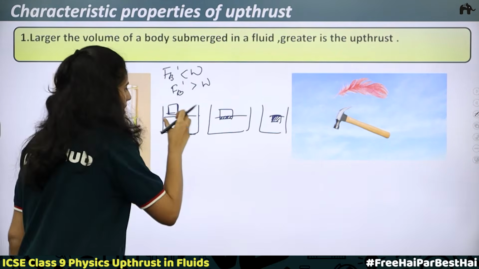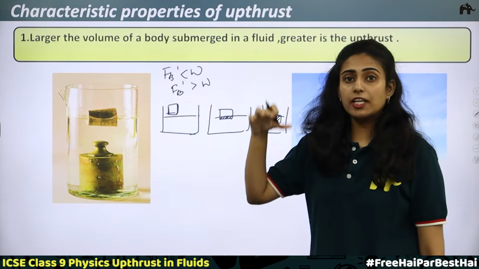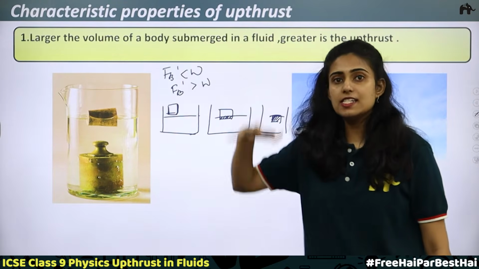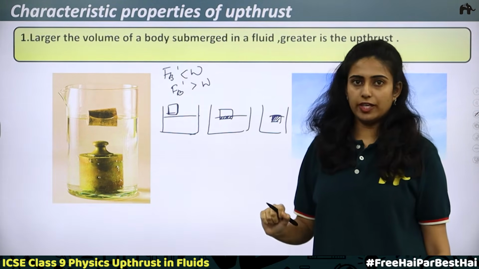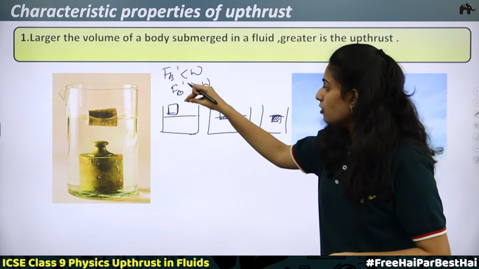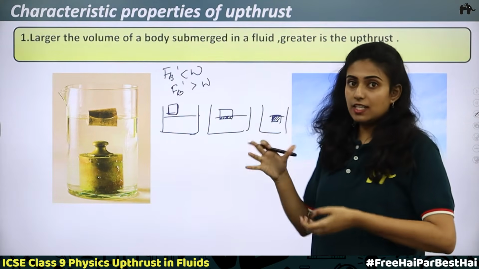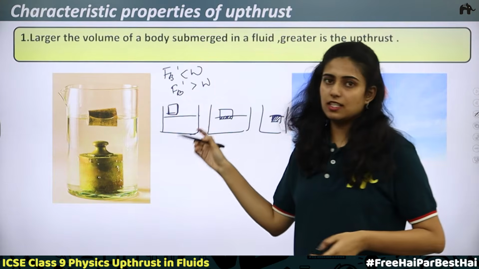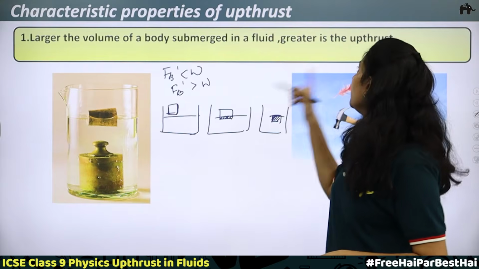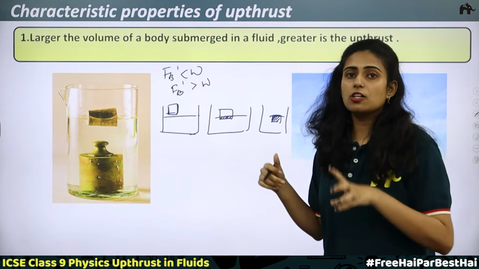So what happens when you try to, the first experiment that we performed, just imagine that there we were trying to push an empty can or a cork inside the fluid. Okay, so the upthrust that we are experiencing will increase. More and more of the volume when it gets immersed in the water, the upthrust experienced will be increasing until it gets completely immersed inside the fluid. Okay, so larger the volume of a body submerged in a fluid, greater is the upthrust. When the volume submerged increases, upthrust also increases.